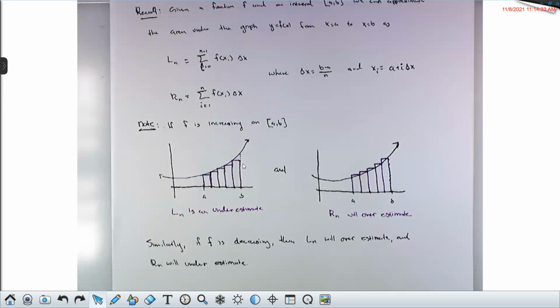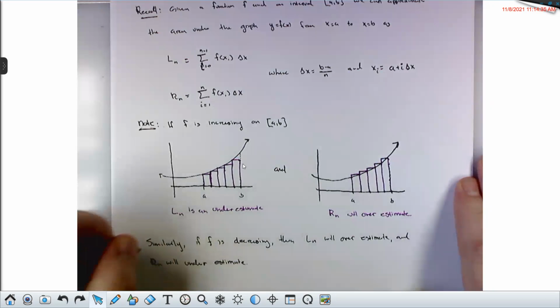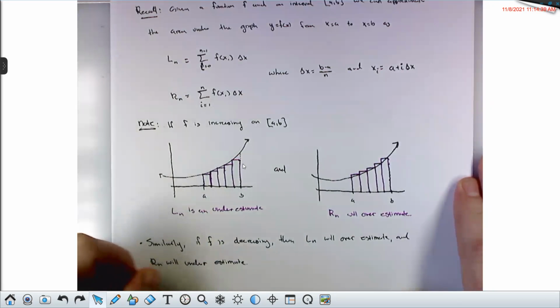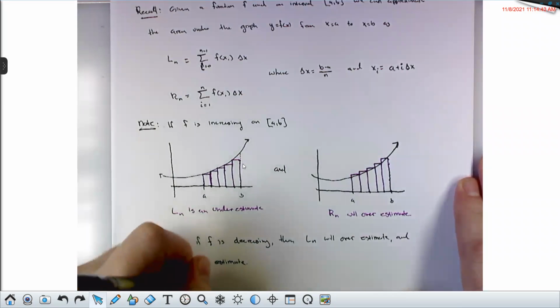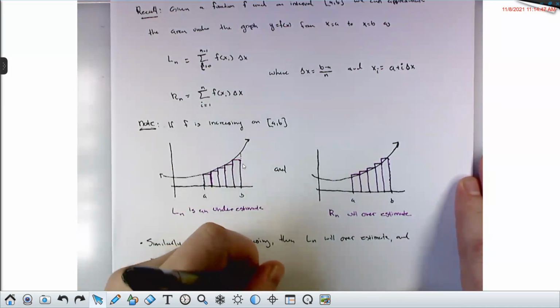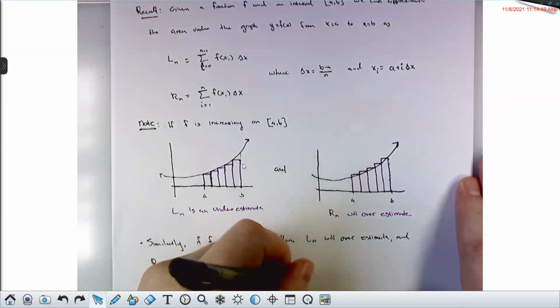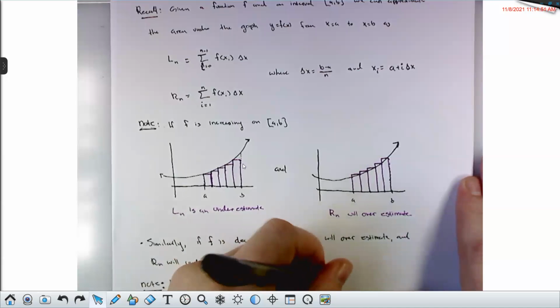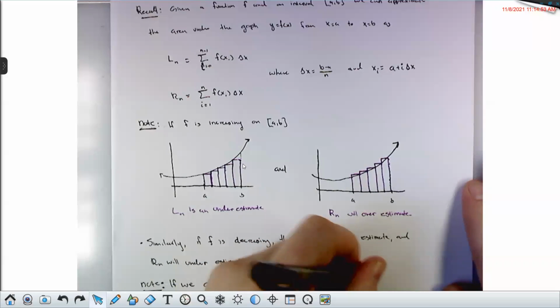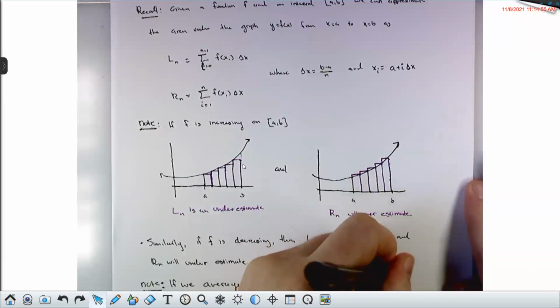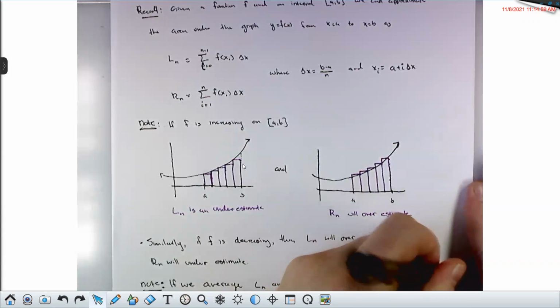Remember last time, if we average L_n and R_n, we get a better estimate than either of them.